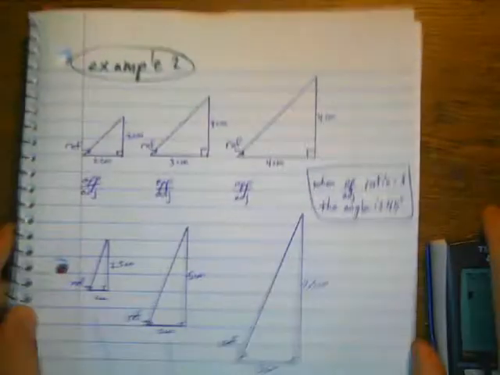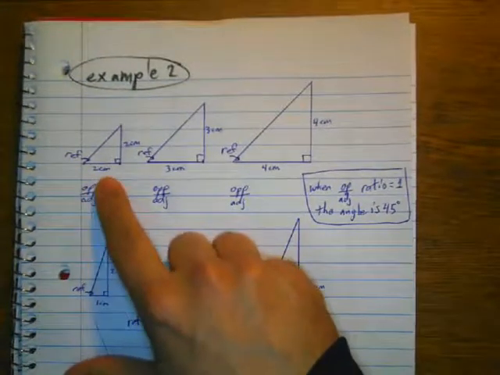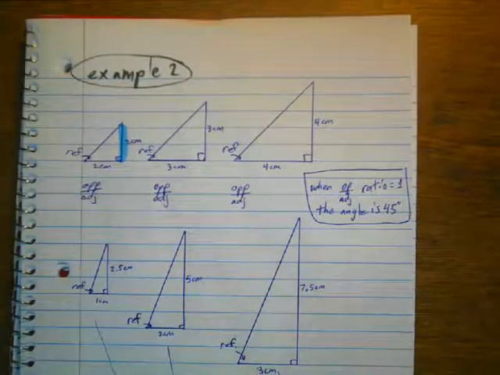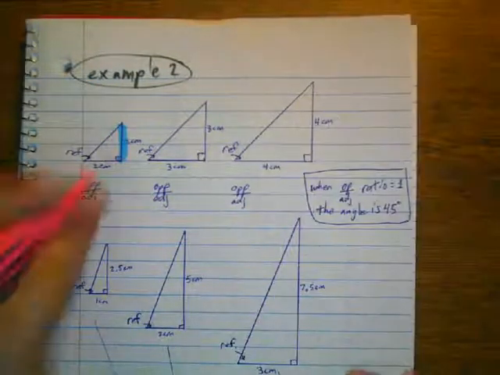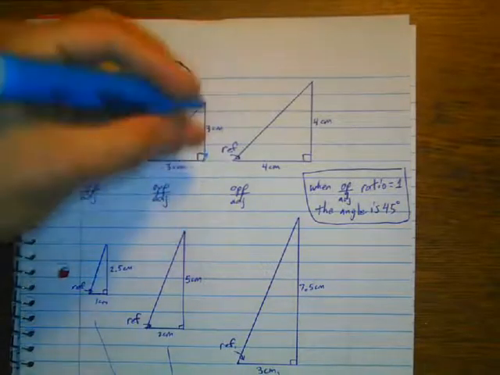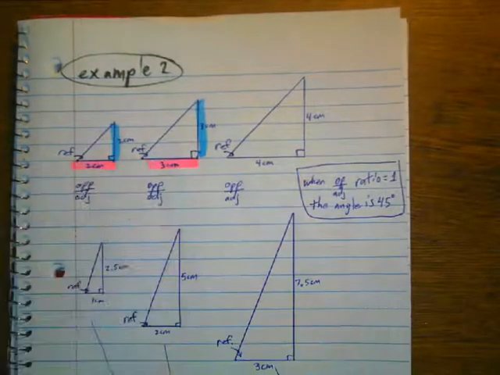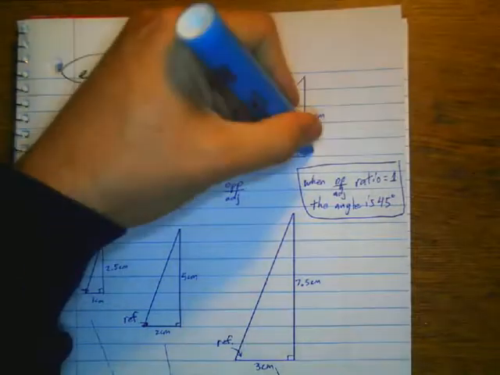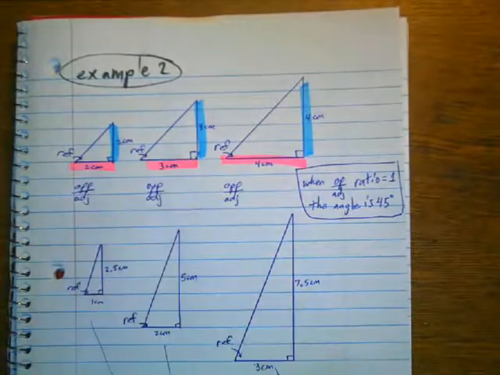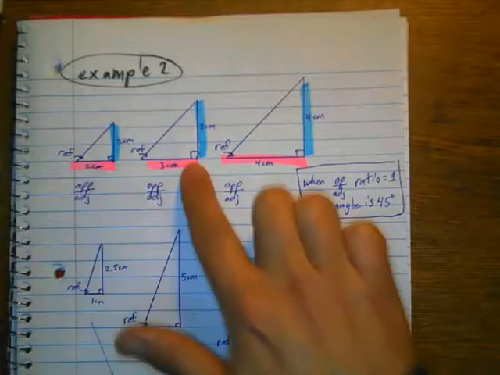You may have seen triangles similar to this before. Here the opposite side is 2 and the adjacent side is 2. Here the opposite side is 3 and the adjacent side is 3. Here the opposite side is 4 and the adjacent side is 4. Just from the naked eye, these triangles all look the same, don't they?